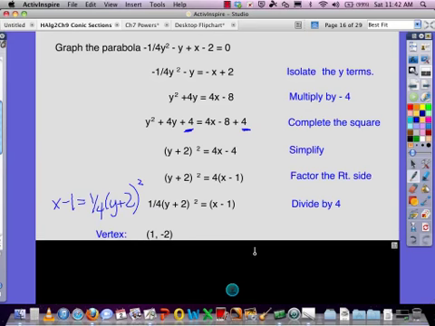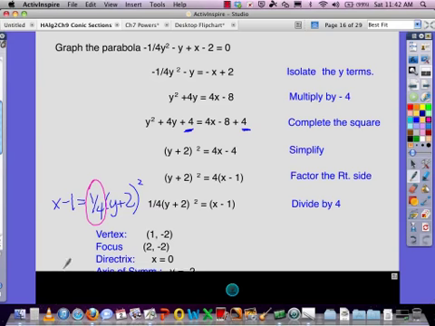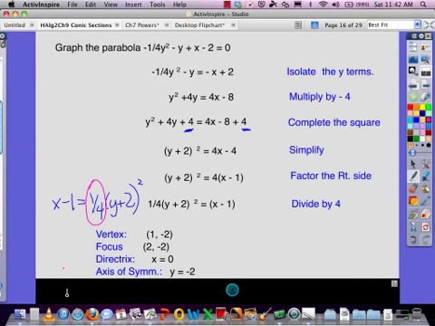From there, you can look at 1/4 p. We've got 1/4 p coming from that number out front. And in this one, it's fairly basic. We've got 1/4 p, and p has to be a 1. So our p value has to be 1, which means our focus moves 1 to the right from where it was. Our directrix goes in the other direction, so it should have to go down. And the axis of symmetry is that y equals -2.